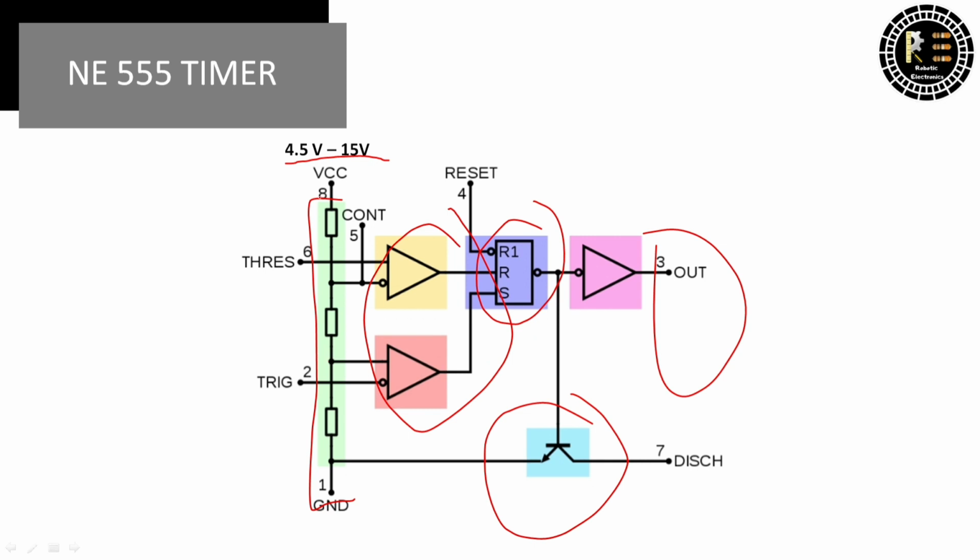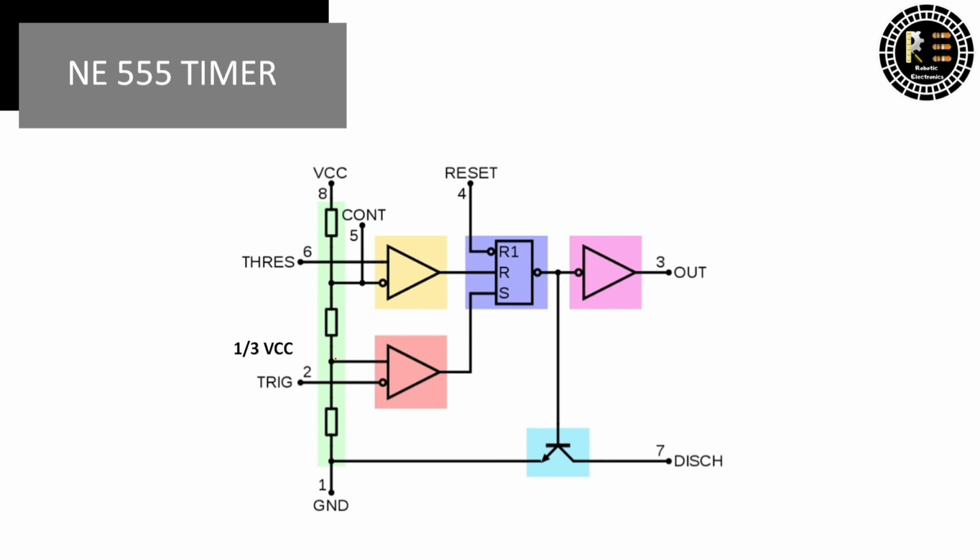Since there is a voltage dividing circuit, by using the voltage dividing rule, we can get the voltages at these two nodes. The voltage at this node is 1/3 VCC by using the voltage dividing rule. Similarly, the voltage at this node is 2/3 VCC. So these are the terminals connected to the op amps. This is the positive terminal and this is the negative terminal of the op amp. Similarly, the positive and negative terminals of this op amp.